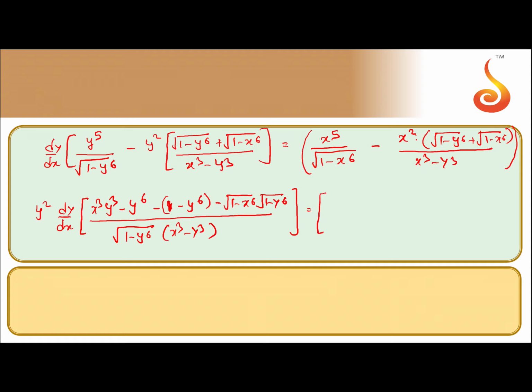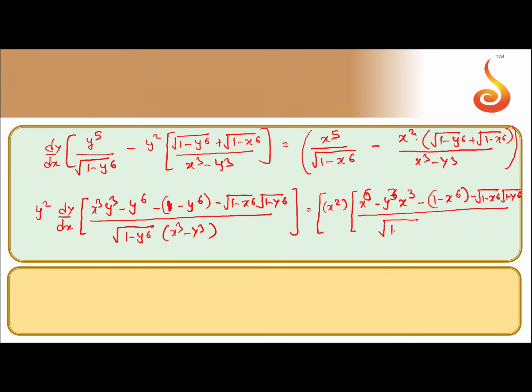Similarly, here again we take x square out. So what do we get inside the bracket? We get x cube into x cube, which gives x to the power 6, minus x cube y cube, minus, again, 1 minus x to the power 6, minus under root of 1 minus x to the power 6 into 1 minus y to the power 6. Simply taking the LCM, that's all.